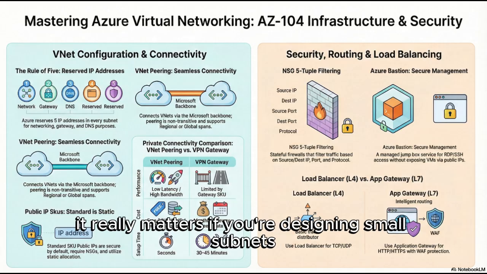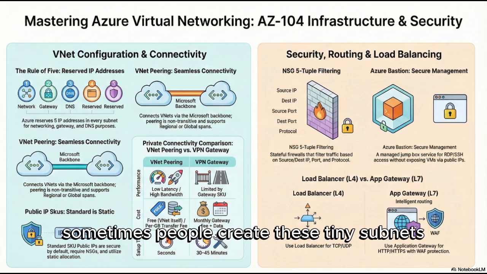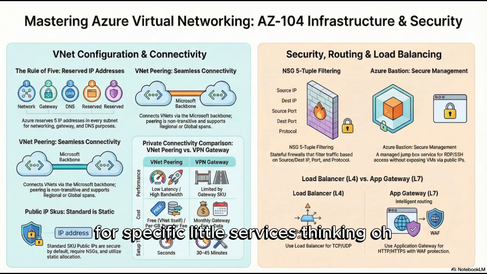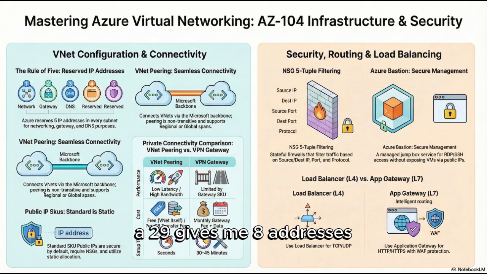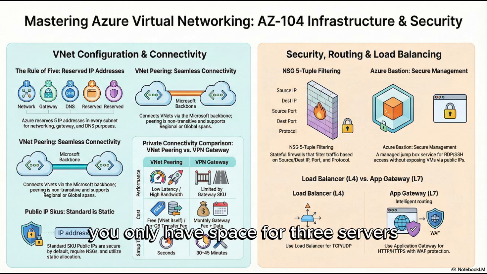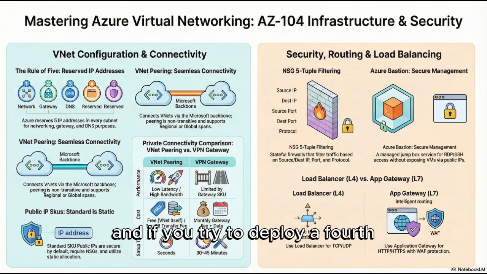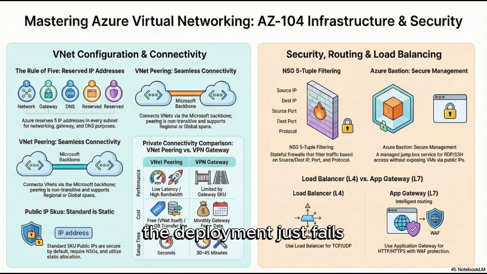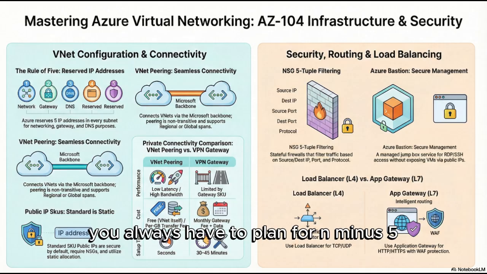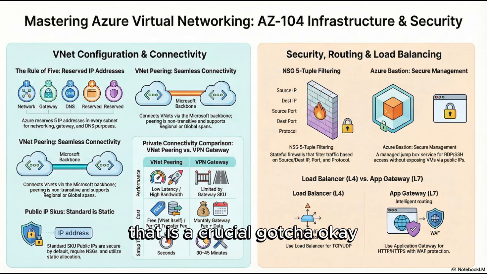It really matters if you're designing small subnets. Sometimes people create these tiny subnets for specific little services thinking, oh, a /29 gives me 8 addresses. That's plenty for 4 servers. But with the tax, 8 minus 5 is 3. You only have space for 3 servers. And if you try to deploy a 4th, the deployment just fails. So the big takeaway is you always have to plan for n minus 5. That is a crucial gotcha.